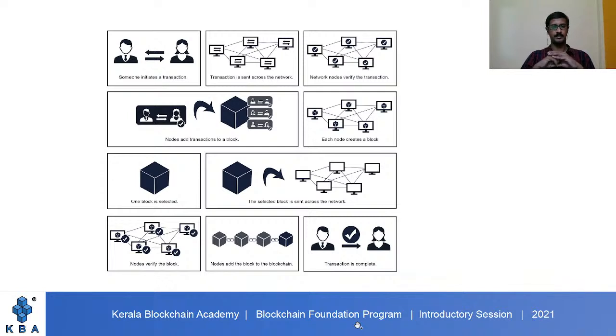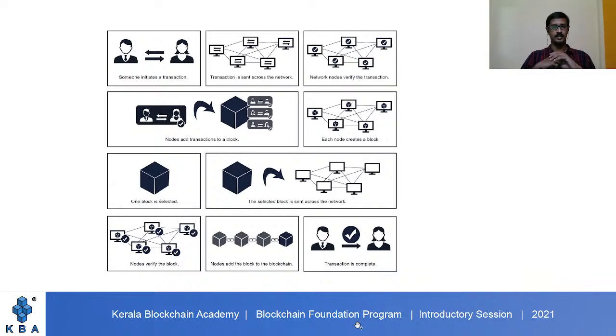So the next step is the actual consensus process that is taking place. Nodes add the transaction to a block, and each node creates their own version of a block by adding some transactions that they received, which are stored in a place known as a memory pool. They take these transactions from the transaction list and add them to a block, and each node creates what is known as a candidate block in Bitcoin.